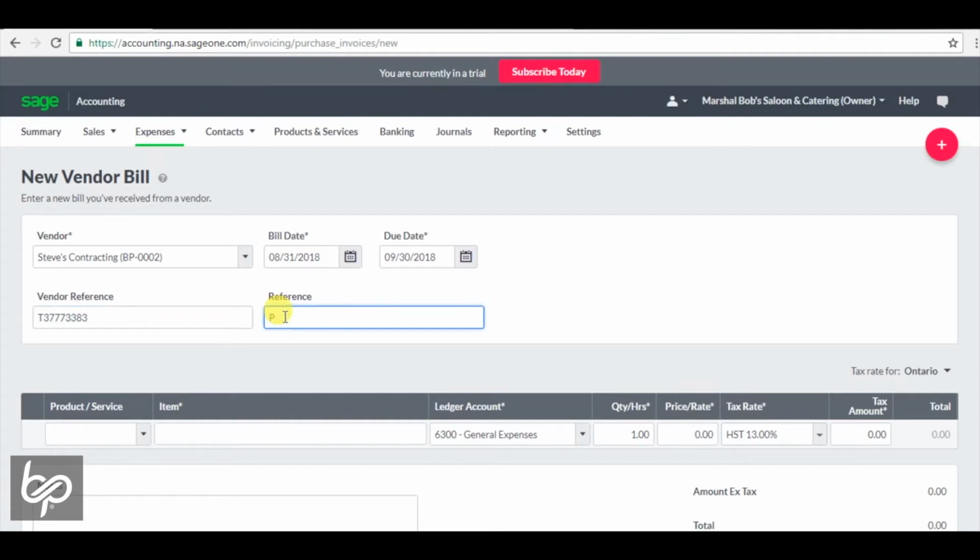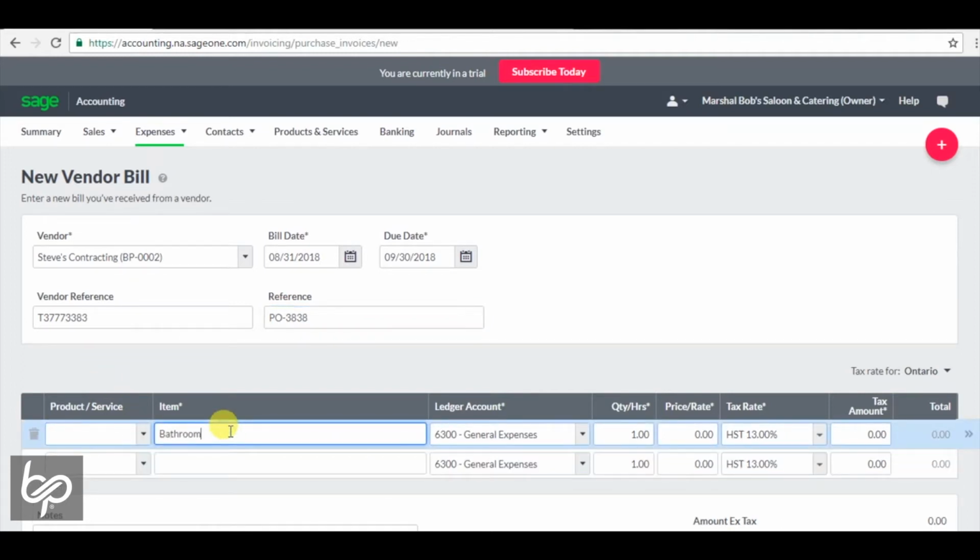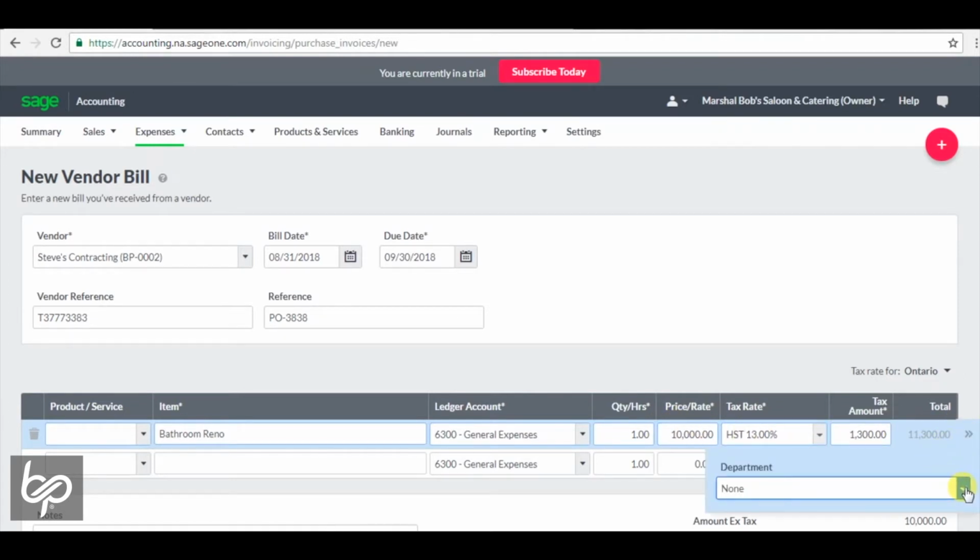And you likely have a purchase order. So let's say that's your purchase order, and you have your bathroom reno. And we're just going to throw it through an expense line, general expenses. We said it was going to be $10,000. And we're going to assign it to a department.